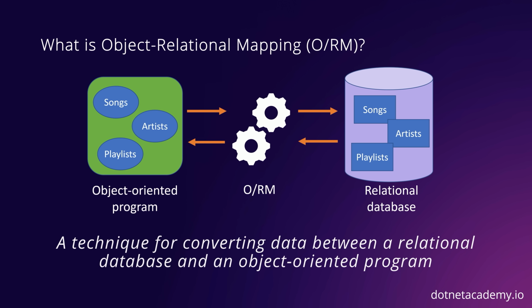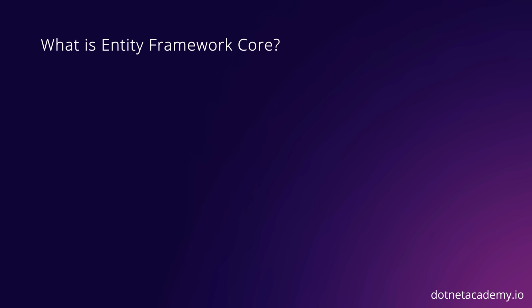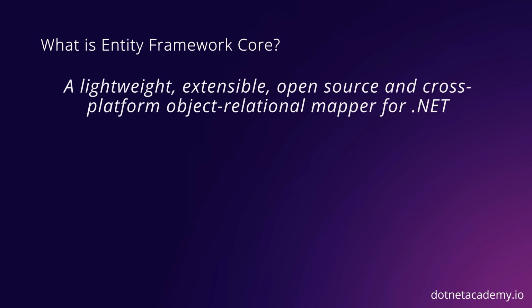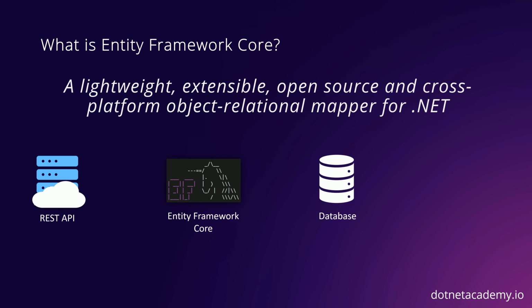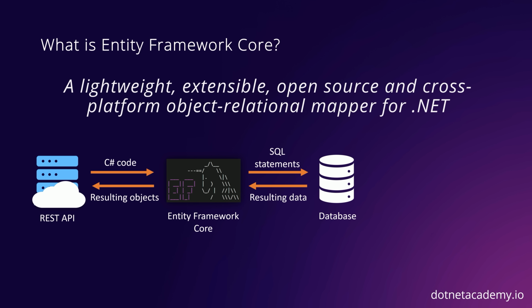And fortunately, ASP.NET Core includes a great ORM framework called Entity Framework Core. So, what is Entity Framework Core? It is a lightweight, extensible, open source, and cross-platform object relational mapper for .NET. Entity Framework Core will sit between your REST API and your database server. Besides mapping your .NET objects to database tables, it will translate your C# data access code into SQL statements that the database server can understand. And it will also translate any resulting data from the database into objects that your API can easily manage.